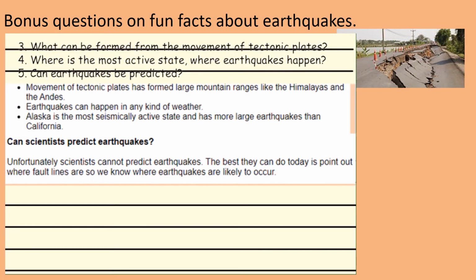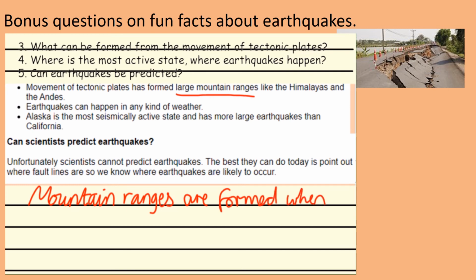So, what can be formed from the movement of tectonic plates? Well, large mountain ranges. The mountain ranges are formed when two plates push up against each other.